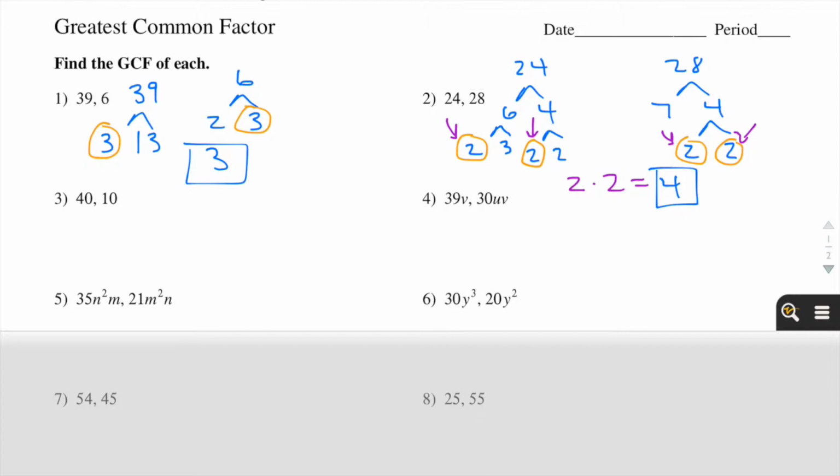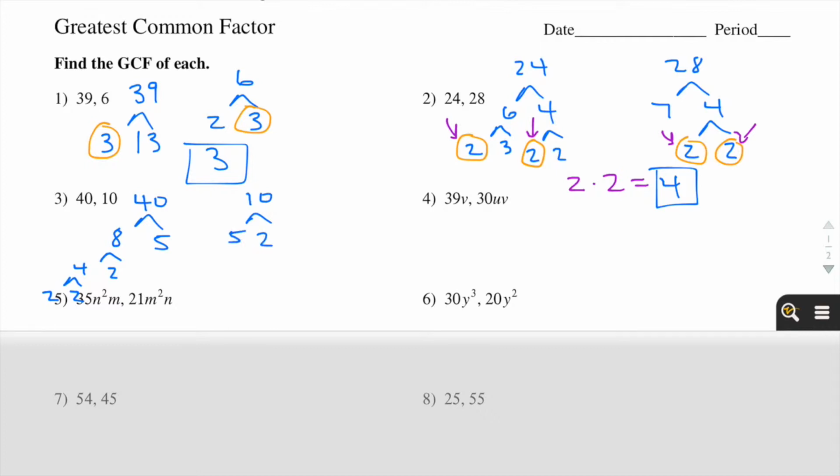So let's take the 40, break it down to 8 and 5, break this 8 down to 4 and 2, break this 4 down to 2 and 2. Can't break down anything further. Let's look at the 10. That breaks down to 5 and 2. Those don't break down any further.